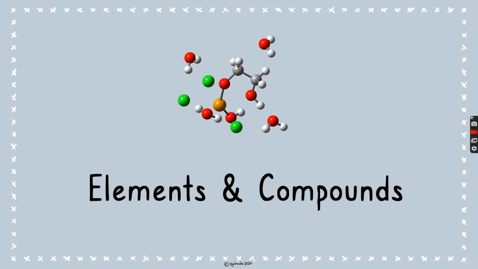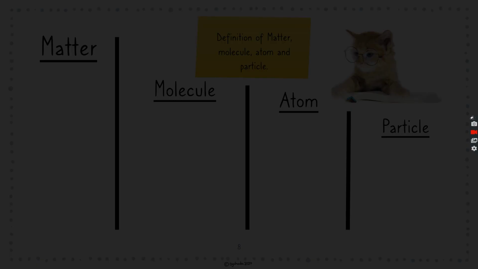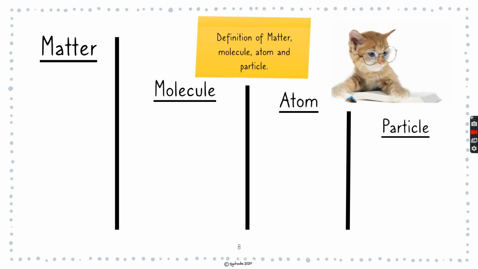So let's dive into elements and compounds first. Elements and compounds came in year 7, the topic to do with matter. So the definition of matter, molecule, atom, and particle is what this slide is about. We're going to look from big to small here.